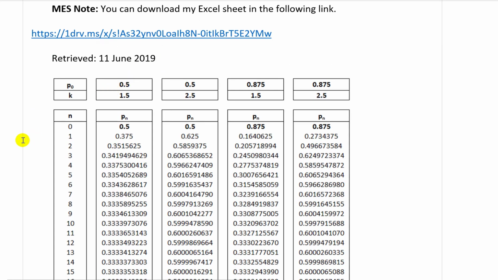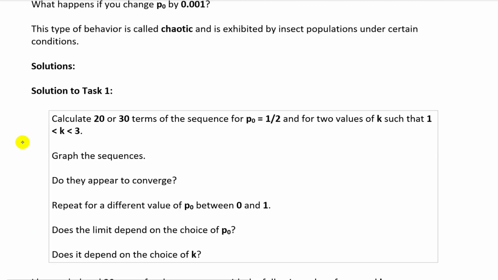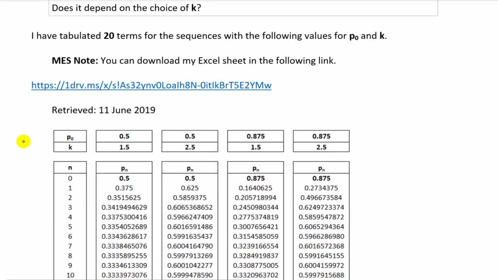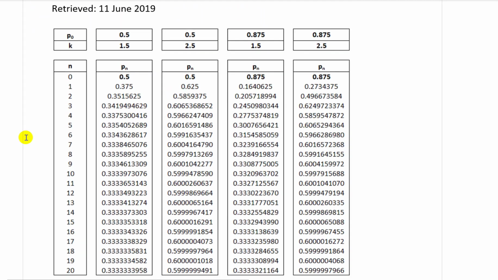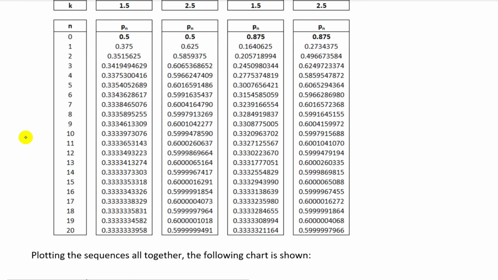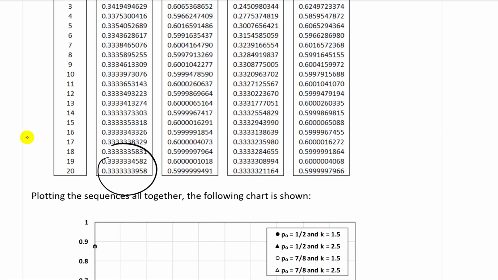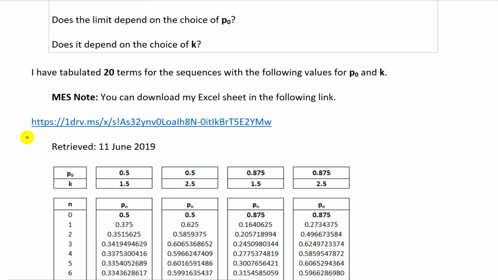So there's P0 right here and K. So these are the values. So this is the first table right here where P0 is 0.5. So that's what we're asked to start with. And then K, I chose 1.5. So K is between 1 and 3. So here's 1.5 like that. And see what happens. It went up to 20 terms. So it starts off 0.5, the population, 0.375, then 0.35. And then 0.3415, etc. all the way. And then you can see here it's leveling off at 0.333, at least appears to do so.